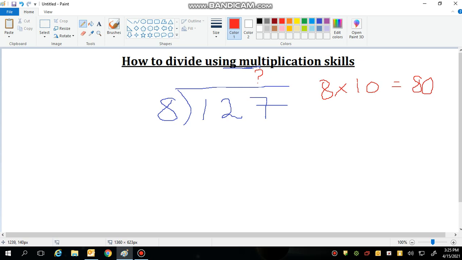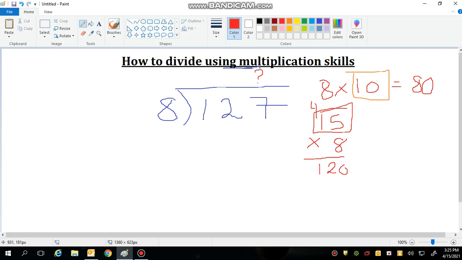80 is good. 80 is close to 127, but not close enough. So we need a larger number than 10. Let us try, how about 15? Again, let's try 15. 15 multiplied by 8. 8 times 5 is 40. 8 times 1 is 8 plus 4 is 12. Wow! That is close indeed. Looks like 15 is a good answer.